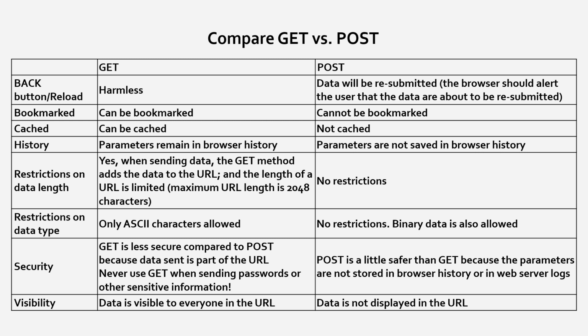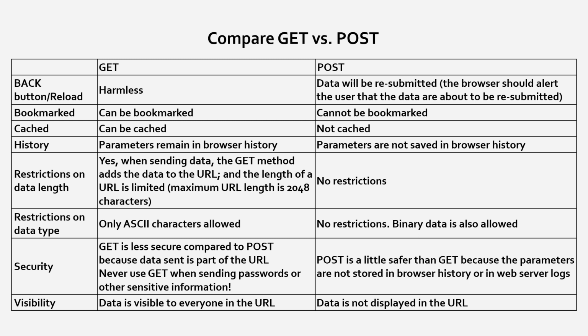Another factor is bookmarking. With the GET method, pages can be bookmarked, whereas with the POST method they cannot be bookmarked. In the case of caching, with the GET method it can be cached, but with the POST method that cannot be done. If you consider history, parameters remain in the browser history itself. Parameters are not saved in the browser history for POST. If they remain, it means it's not secure. So comparatively, the POST method is more secure as far as this factor is concerned.